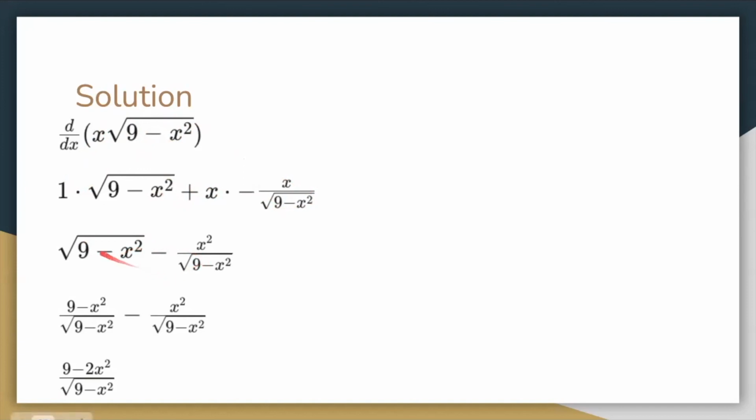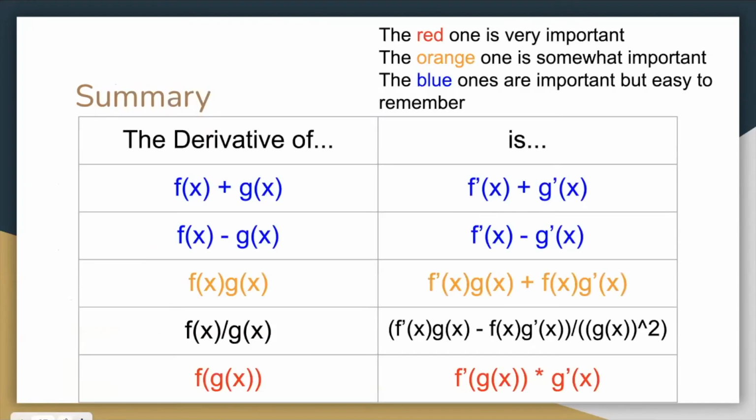All right, and then simplify it. And then you can simplify further from this step because the square root of 9 minus x squared is the same as 9 minus x squared over the square root of 9 minus x squared. All right, and then you get a common denominator and you can simplify this all into one fraction. All right, so these are all of the derivative rules that you need to remember.